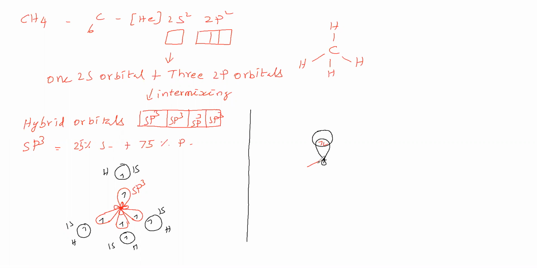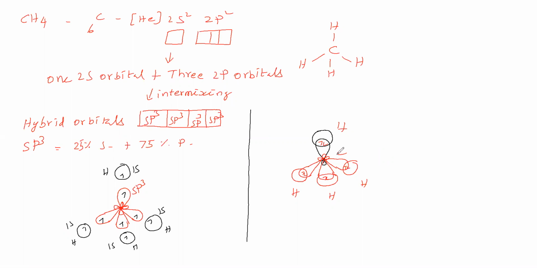Next, it is the second sp3 hybrid orbital. Here, the 1s orbital of hydrogen, and bonding electrons. The third sp3 hybrid orbital of carbon, the 1s orbital of hydrogen, and bonding electrons are given. The fourth sp3 hybrid orbital and 1s orbital, then bonding electrons. So this is carbon, these are hydrogens.